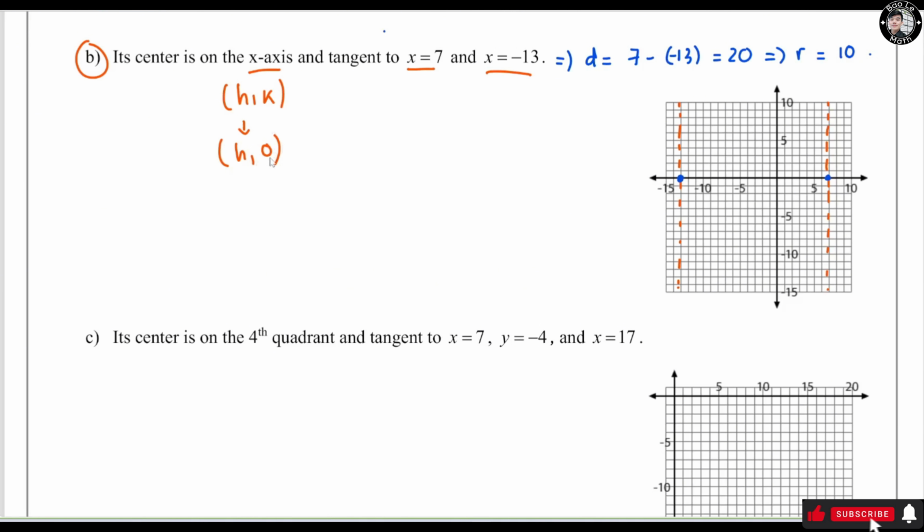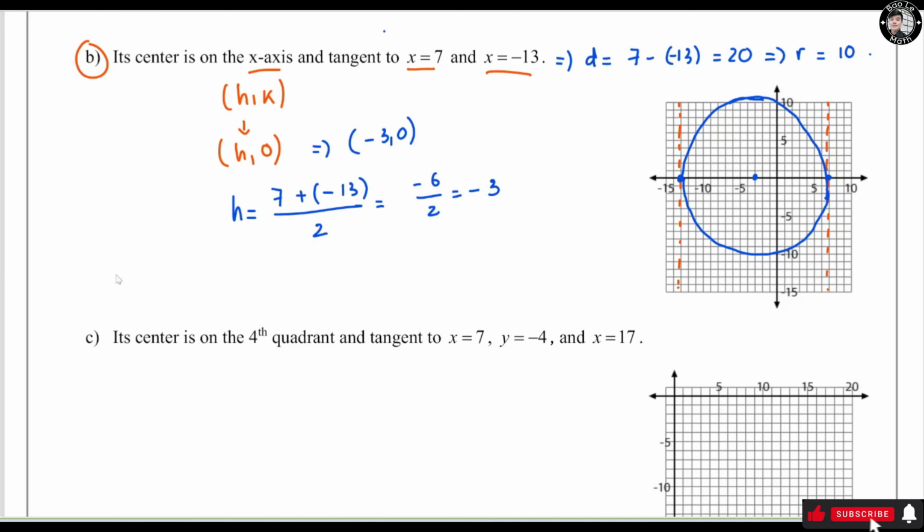The y-coordinate of the center is going to be 0. Now we need to solve for h. We are going to use the midpoint formula. So h equals the x-coordinate right here, 7, plus the x-coordinate right here, negative 13, divided by 2. So it is negative 6 divided by 2, which is negative 3. So then the center is negative 3, 0. It is right here. So if you draw the circle, it could be something like this.